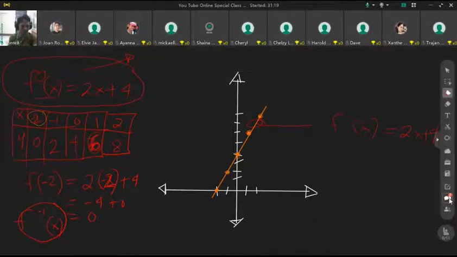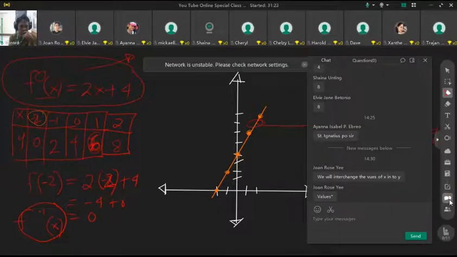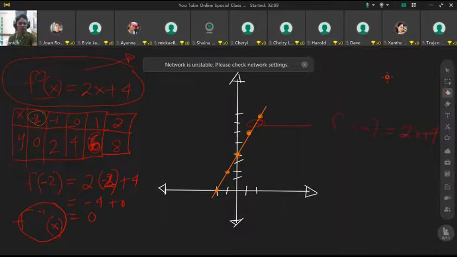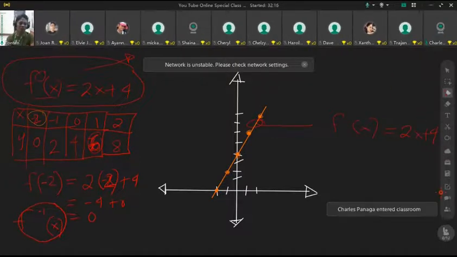Oh, may nag-answer na sa chat box. We will interchange the values of x and y. What are you using? Are you using a cell phone or laptop? Because I will let you graph the inverse of f of x equals 2x plus 8. We haven't sketched the graph yet of the inverse. This is rational function pa lang. So who among you here is using a laptop? Wala. Pero correct yung answer ni Charles.